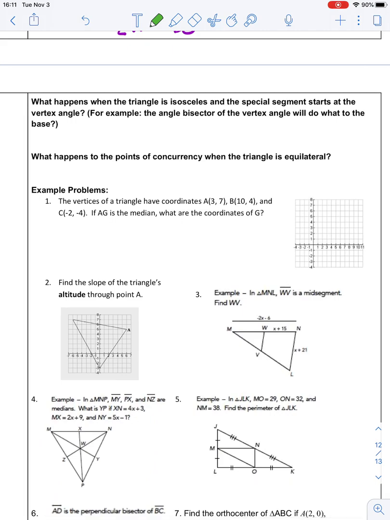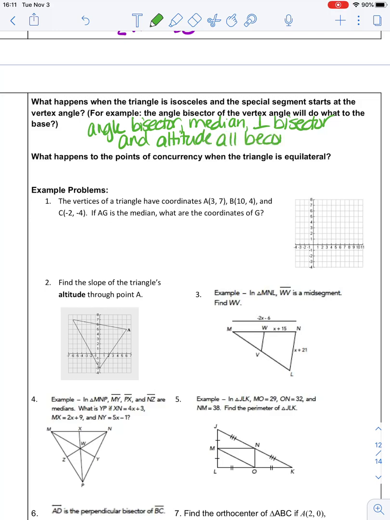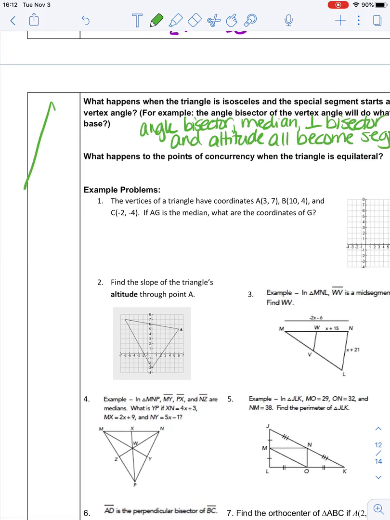Okay, so just real quickly, what happens when the triangle is isosceles and the special segment starts at the vertex angle? What's going to happen is that the angle bisector, the median, the perpendicular bisector, and the altitude all become the same segment from the vertex angle. Okay, only when you do that from the vertex angle.